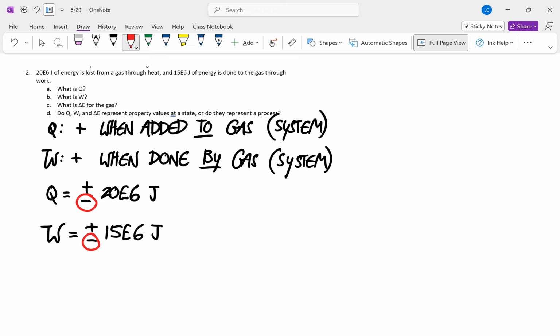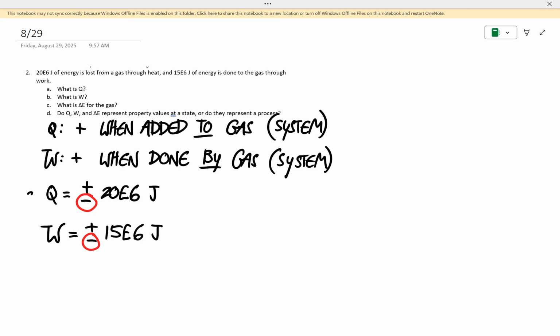So these are the answers. A is negative 20 times 10 to the 6. You don't have to carry units through your calculations, but always put units on your answers. So this is negative 15 times 10 to the 6 for part B.